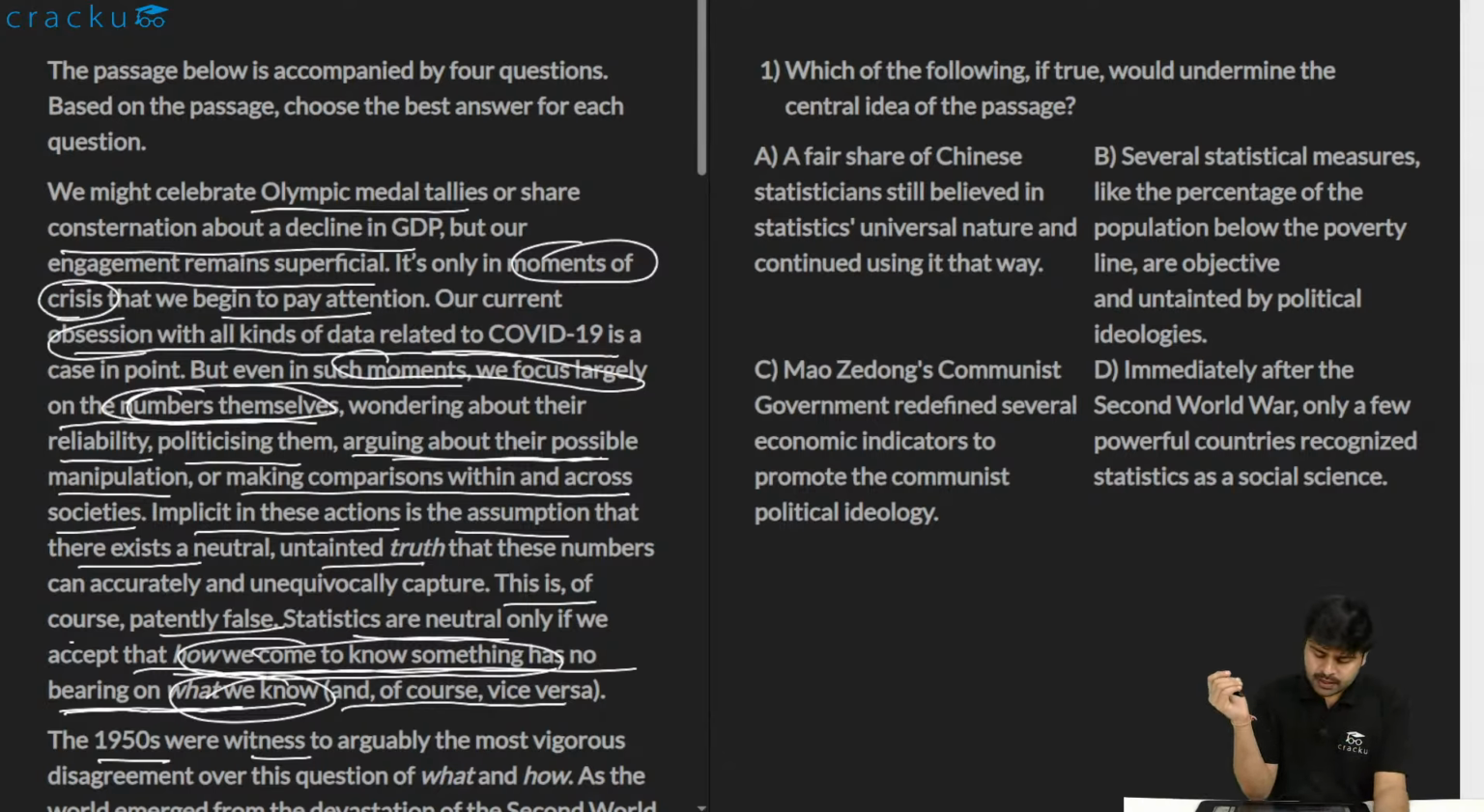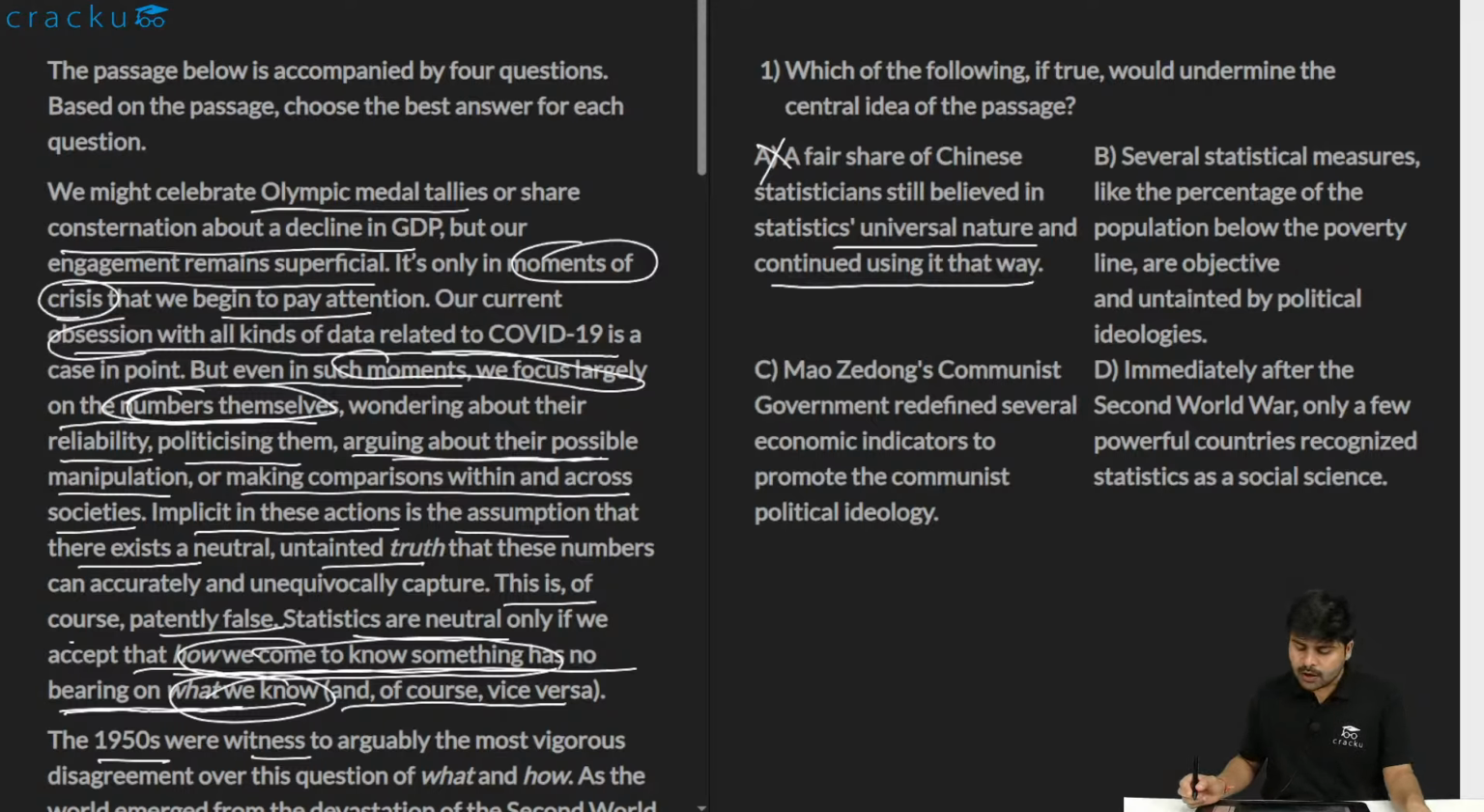Option A says a fair share of Chinese statisticians still believed in statistics' universal nature and continued using it that way. Yes, there can be many Chinese statisticians who did not really believe that statistics was a social science, but we don't really care about them. This might be 2 or 3 people, right? It doesn't mean that the whole idea of the passage is proved wrong. So option A is incorrect.